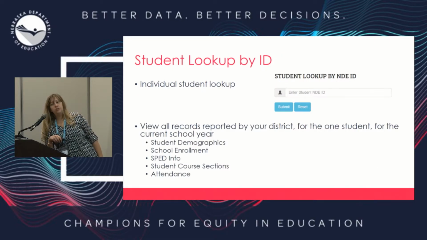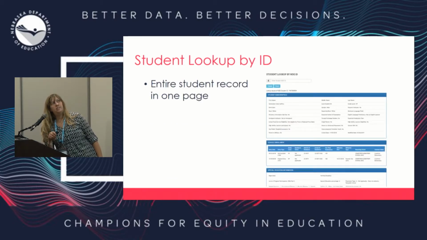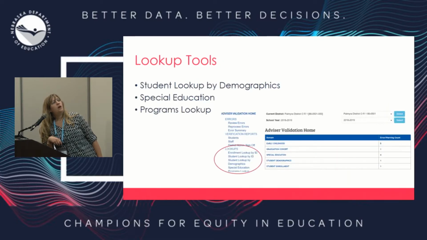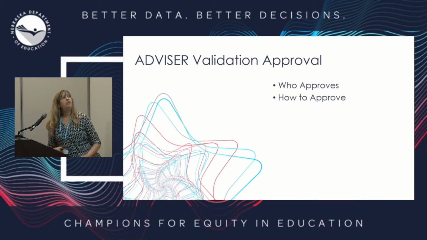And then the other one that's super helpful is the student lookup by ID. That's going to give you all the records that your district is reporting on that kiddo. So it's got demographics, enrollment, SPED, any courses, grades, and it's going to show it all in one page and section it out. So this is really helpful to you. It's got the enrollment again, and it's got program information. There are a couple other ones down here, student lookup by demographics, special education, and those get a little bit more specific, but we'll review those in the advisor validation presentation.